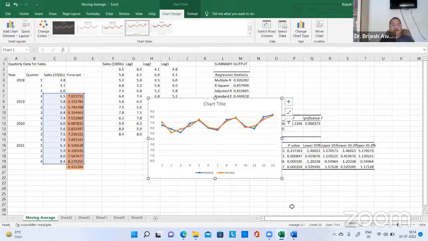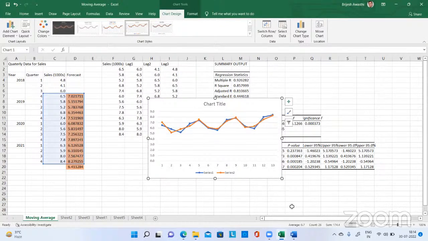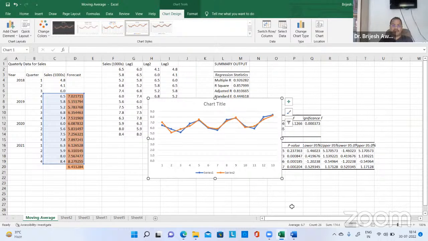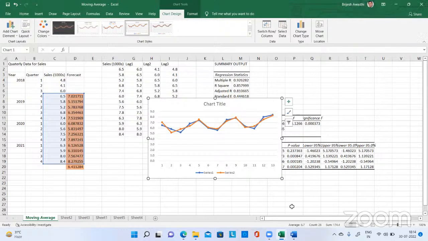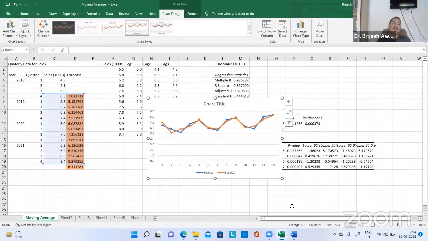Yesterday we did forecasting of the same data, na, with the help of different methods, seasonality. Have you remembered or not? Yes, sir. And that method was very accurate, and this is also very accurate, na? Yesterday we used moving average, and this time we use auto regression. With the help of this auto regression, our forecasting is also good.